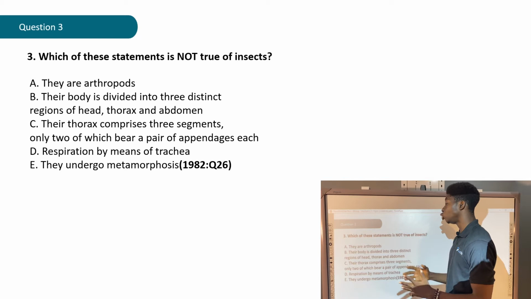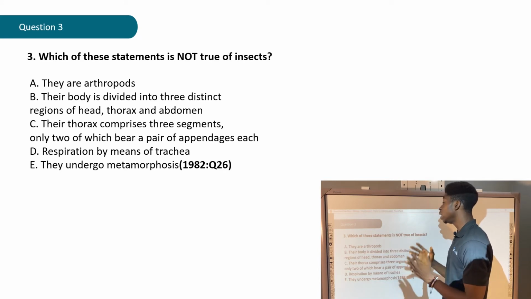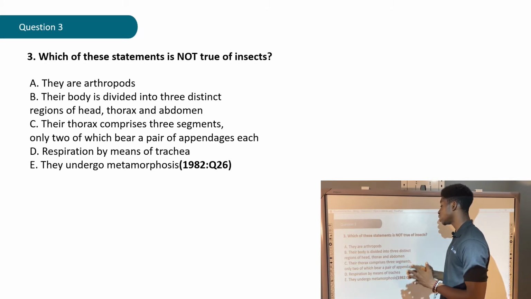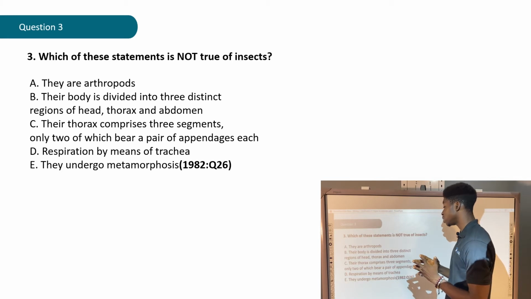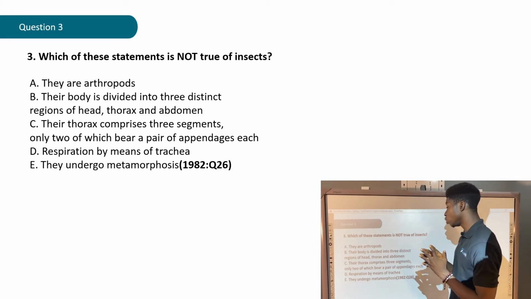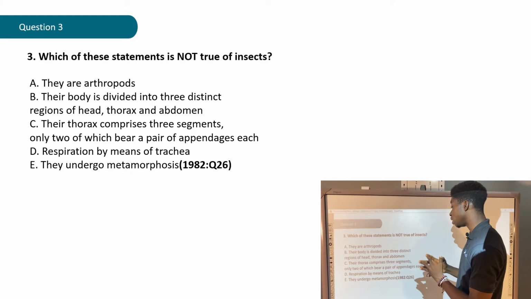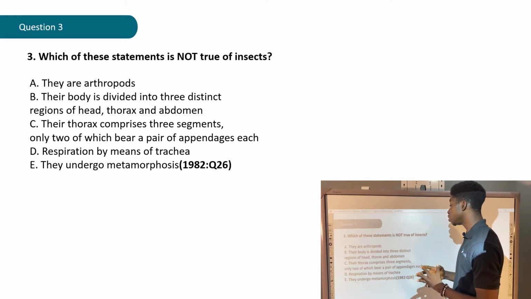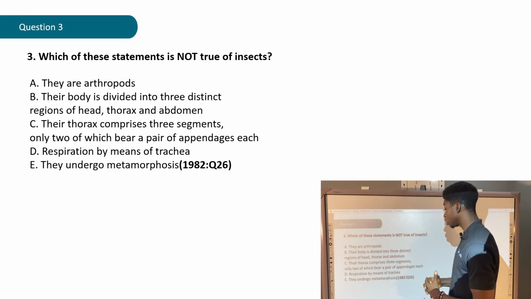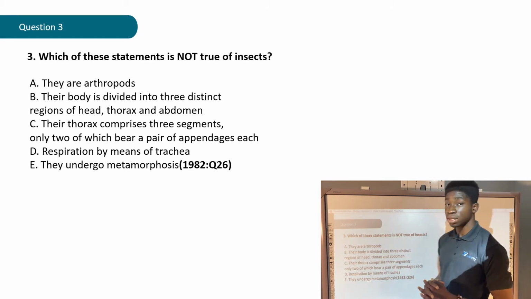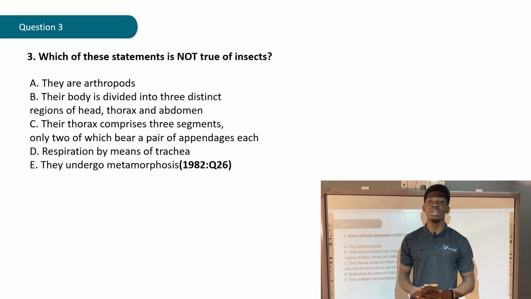A. They are arthropods. B. Their body is divided into 3 distinct regions of head, thorax, and abdomen. C. Their thorax comprises 3 segments, only 2 of which bear a pair of appendages each. D. Respiration by means of trachea. E. They undergo metamorphosis. That question is gotten from the year 1982, question 26. Why not give that a try?